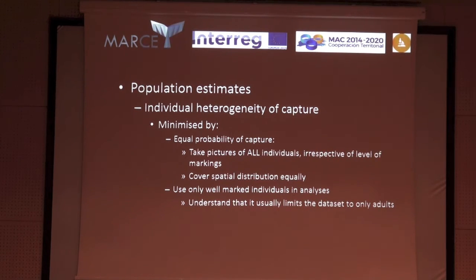So you have some individuals that may use some of your study area more than other areas. Then if you cover all of the area, then you can work out with that. And you can also use only the well-marked individuals in the analysis. So this is in the analysis, that's not from the field. So that will usually limit the data set to only adults because most cetaceans get new marks over time, so the very young individuals tend not to have any marks, and then as they grow older they will get new ones.